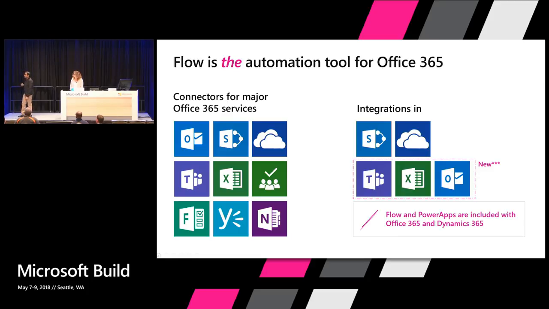We also have integrations into SharePoint and OneDrive for Business, for Teams, for Excel, for Outlook. The idea behind these integrations is that while you're working on your data, while you're on your SharePoint list, or while you're on your file in OneDrive for Business, we have contextual information of what you're working on. And we can run a flow based on that data. We'll dive a little deeper into both of these capabilities.